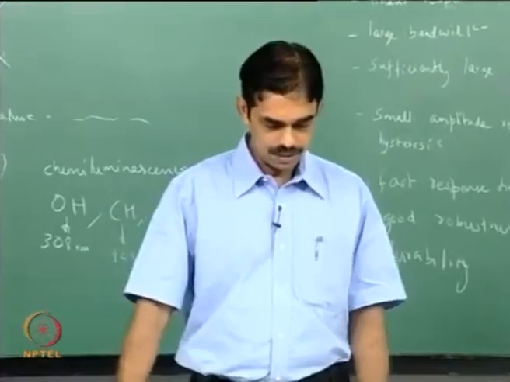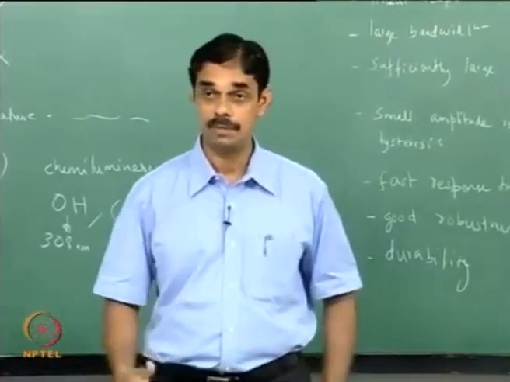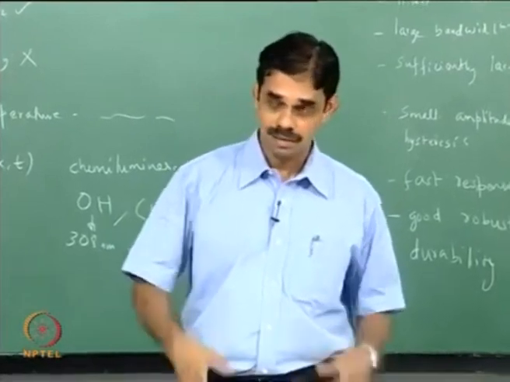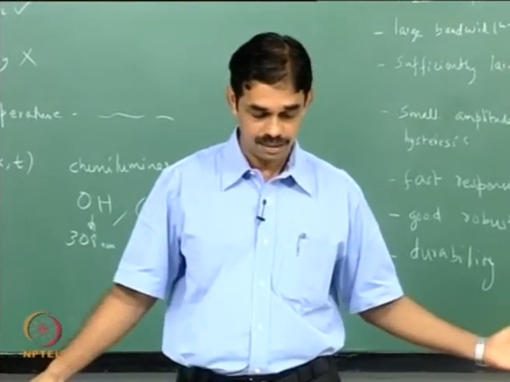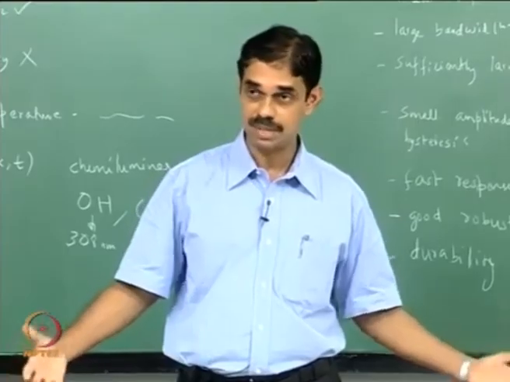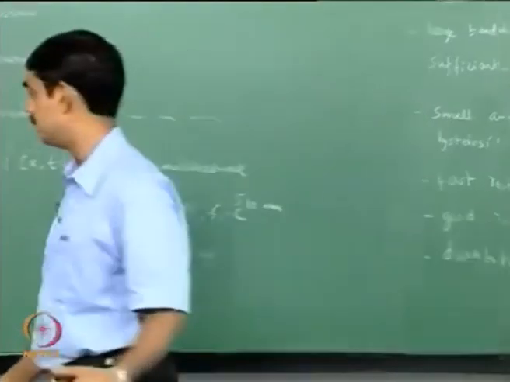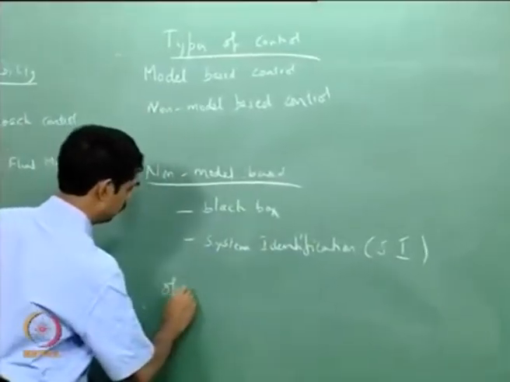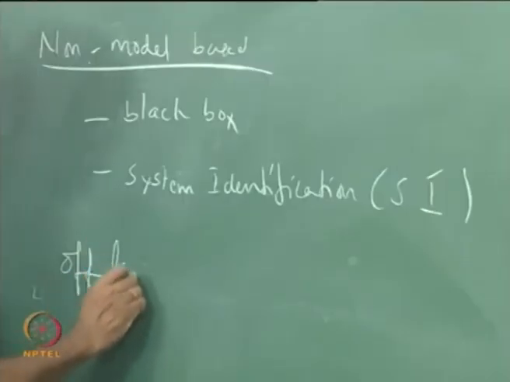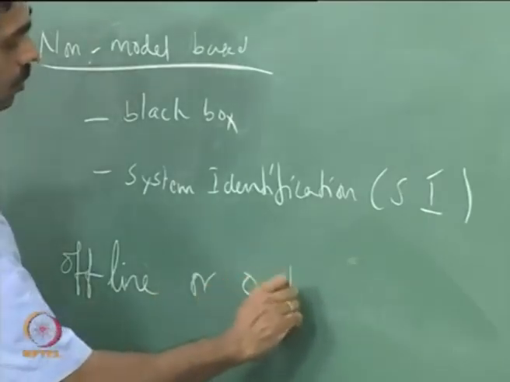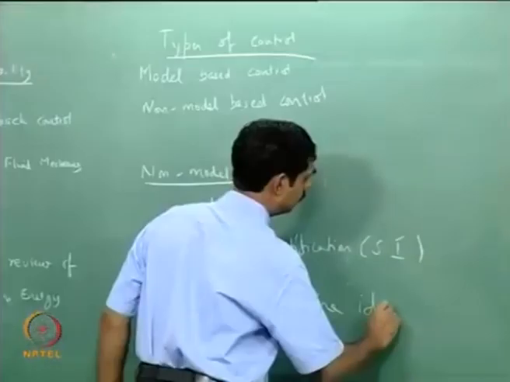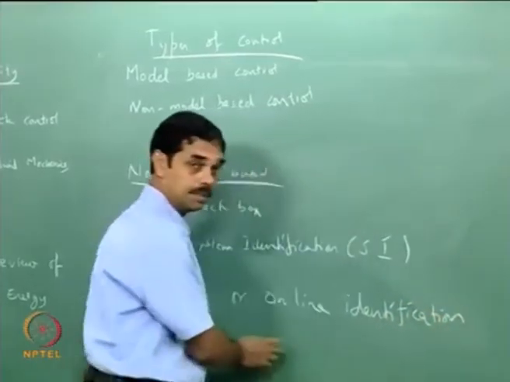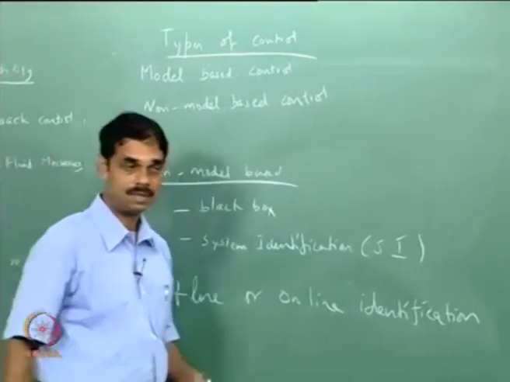We can identify the system before we put the controller in and find out about it and then start controlling, or we can let a controller be on and simultaneously find out the system as well as control. So one is called offline, or online identification. Both kinds of system identification exist.